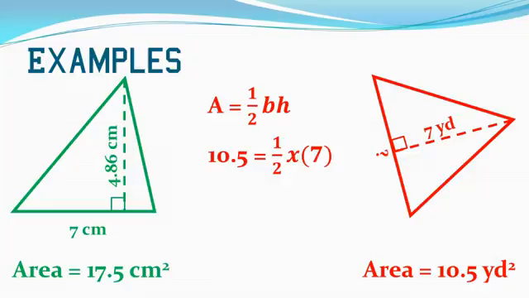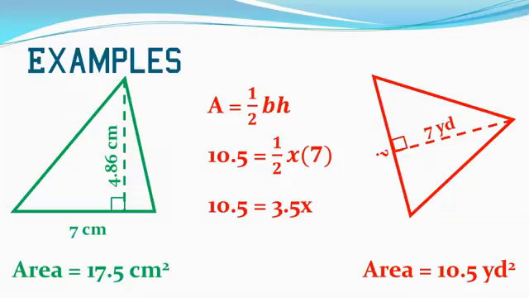10.5 is my area. 1/2 is just 1/2. My unknown is my base, so I can either leave it as b or x. X is a good unknown. And then 7 is the altitude that I already know. I'm going to multiply those two values together. 1/2 times 7 gives me 3.5x. Now it's a one-step equation. What's happening to my variable? I'm multiplying it by 3.5. How do I undo that?